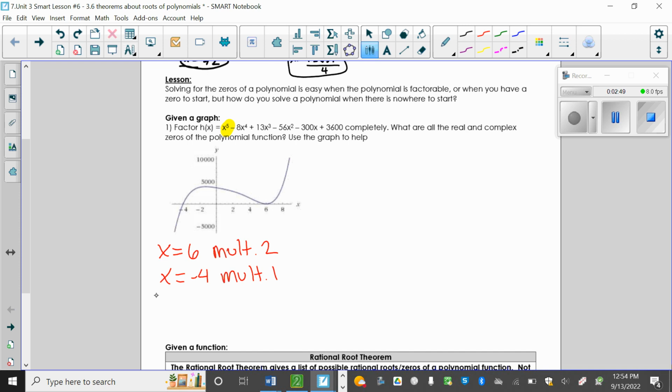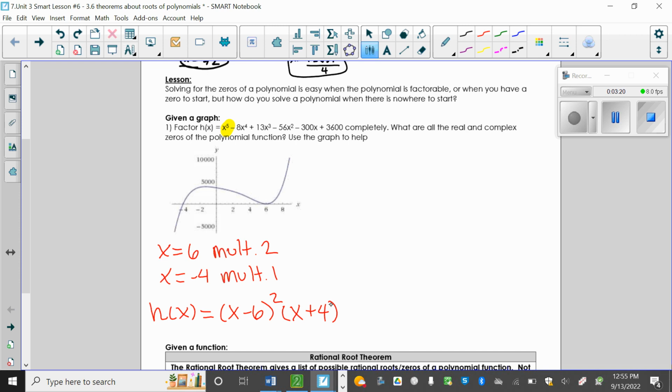So right away, I know that h of x has a factor of x minus 6, since x equals 6 is a root, and that is a factor twice, since the multiplicity of that root is 2. I also know x equals -4 is a root of the polynomial, which tells me x plus 4 is a factor with a multiplicity of 1, so it's just a factor once.